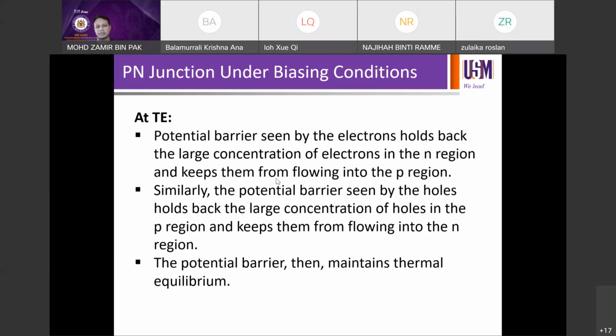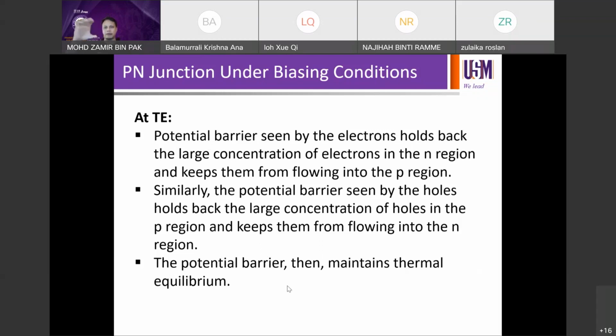Potential barriers seen by electrons hold back the large concentration of electrons in the N and keep them from flowing into the P. This is what we discussed on stopping further diffusion of electrons and holes into the opposite region by the barrier QVBI. This is the QVBI component that we need to calculate, and we've discussed the equations. Similarly, the potential barrier is seen by holes, keeping them from flowing to the other side. So the potential barrier maintains thermal equilibrium.